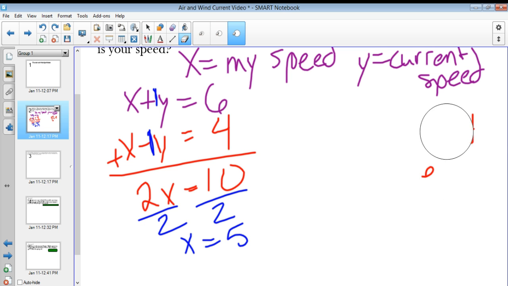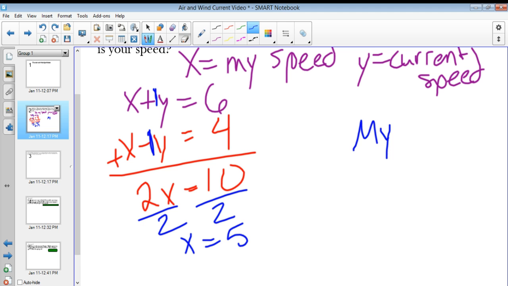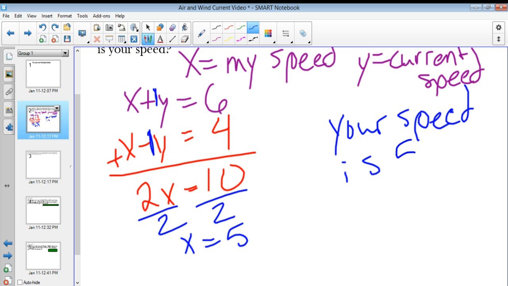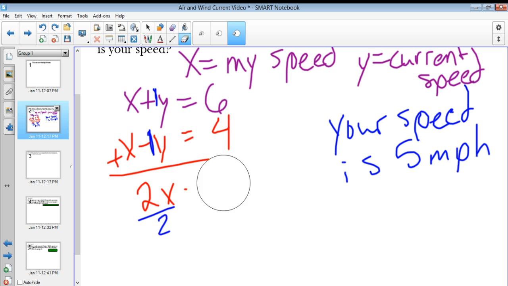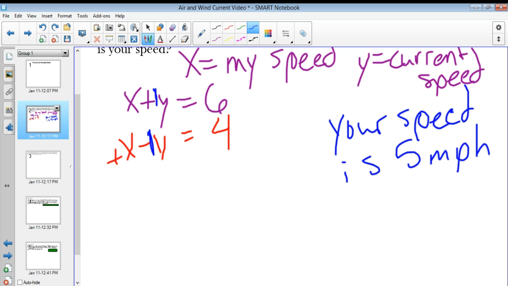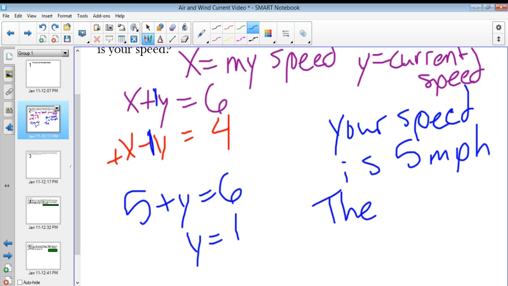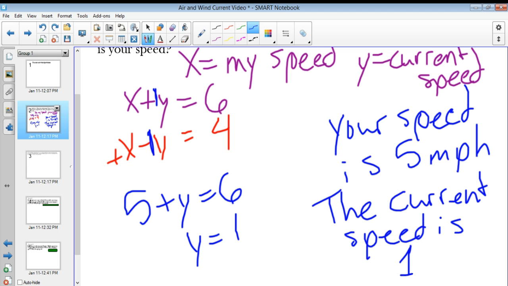I'm going to write that as a sentence. Your speed is 5, and again, the right units, miles per hour. From here, I need to figure out what the current speed is. So I'll have 5 plus y is equal to 6. Therefore, y is equal to 1 mile per hour. So the current speed, or speed of the current, is 1 mile per hour.